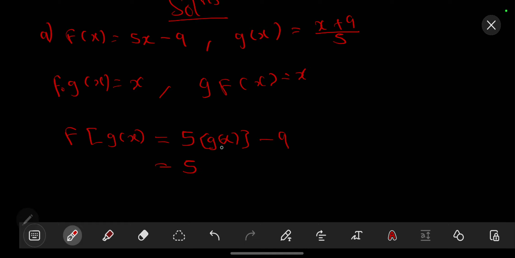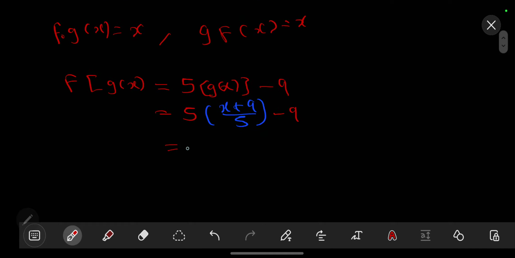We have 5 times the function of g of x, which is x plus 9 over 5, then we have minus 9. So here we are going to multiply. You will realize that this 5 and this 5 will cancel each other. So we are remaining with x plus 9, then we have minus 9. So our fg of x will give us 9 minus 9, which is equal to x. So we have proven the first part, f of g of x is equal to x.